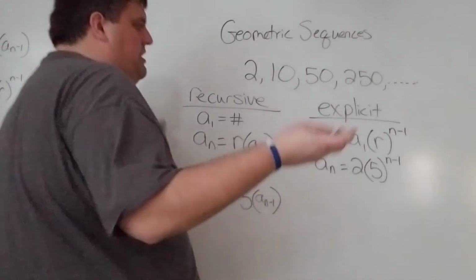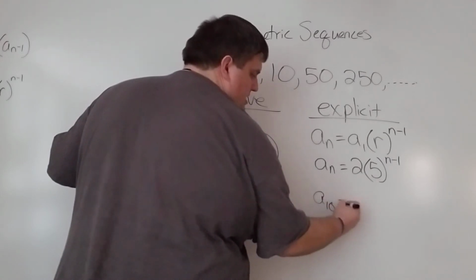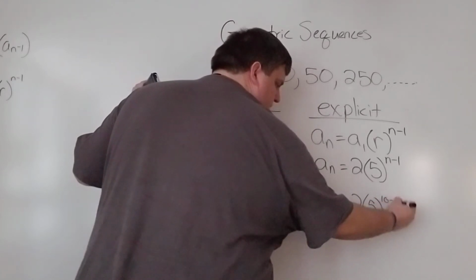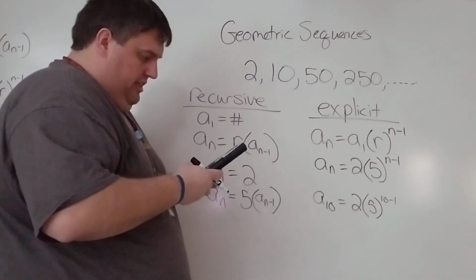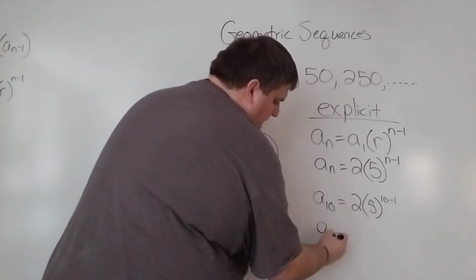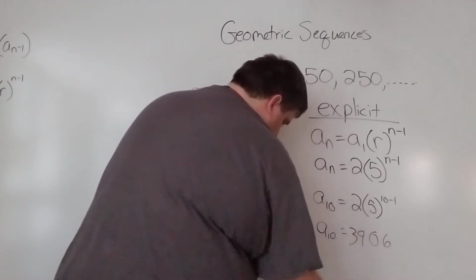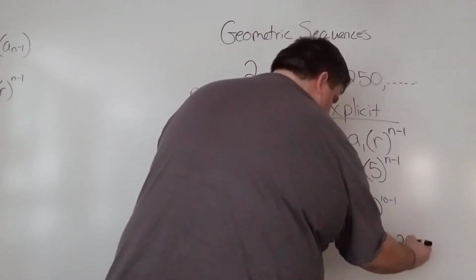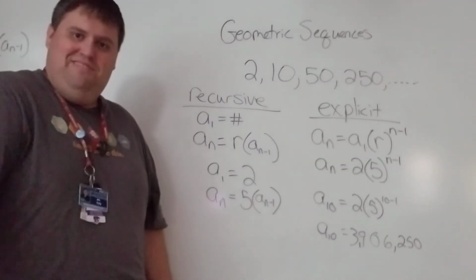But let's say now we wanted a sub 10. We can just plug 10 in up here. So 10 minus 1 would be 9. 5 to the 9th is very large, times 2. And I can get that the 10th term in my sequence here is this number. Looks like 3,906,250. So that escalated quickly, if you want to put it that way.